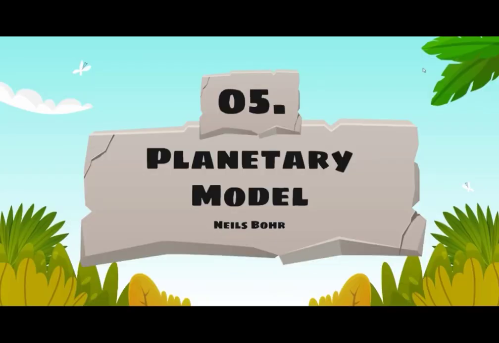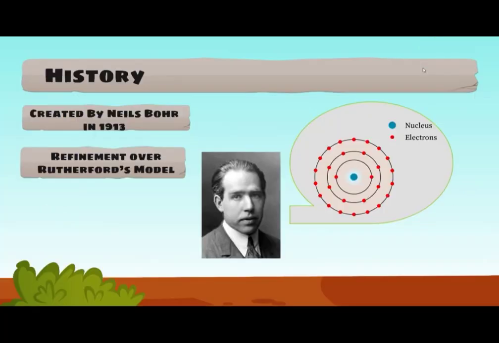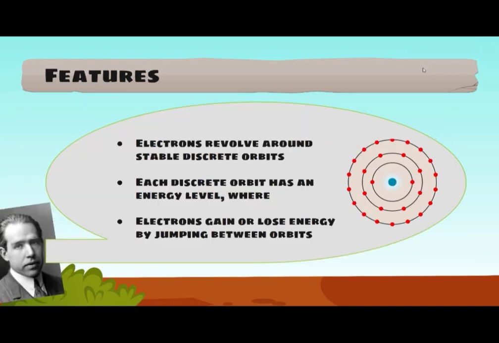Moving on, we have the planetary model of the atom by Niels Bohr. So, its history. It was created by Niels Bohr in 1913, and it is a refinement over Rutherford's model of the atom. Its features: it featured electrons which revolve around stable, discrete orbits surrounding an atomic nucleus. Each discrete orbit has a main energy level, and electrons can gain or lose energy by jumping between various orbits.